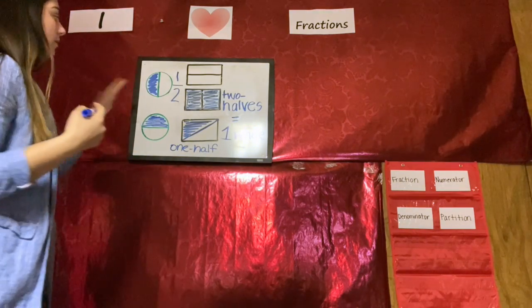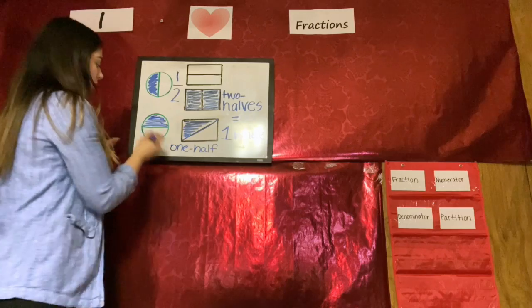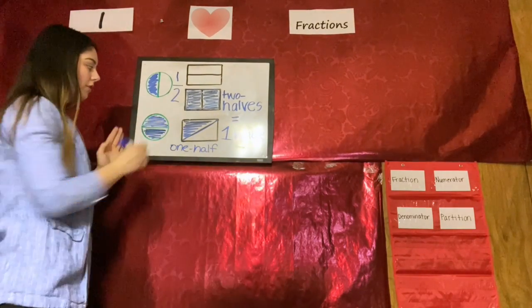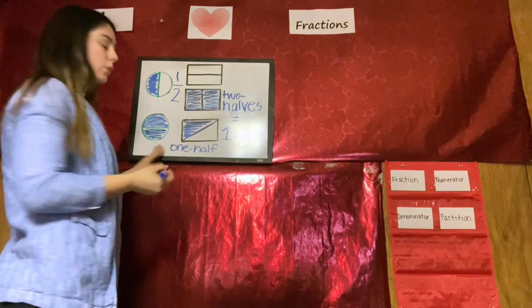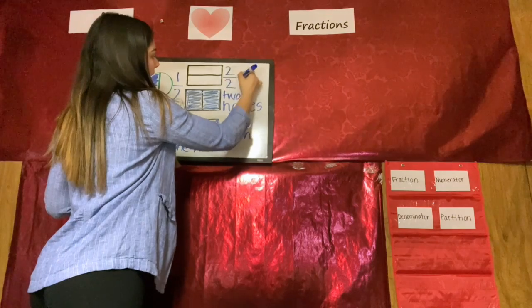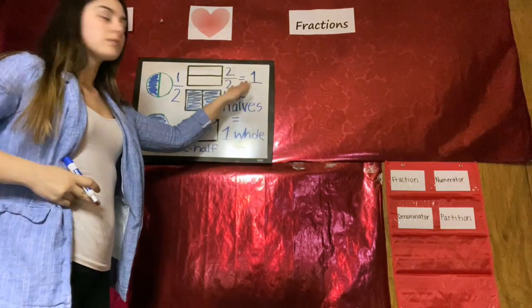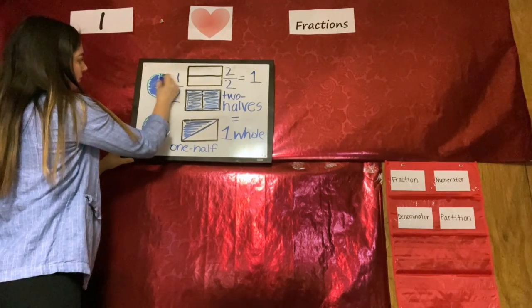We can do the same for circles. We have our 1/2 shaded, but if we were to shade both halves, we would now have our whole circle shaded. So we would write that as 2 halves equals 1 whole. And we can do the same for this circle.